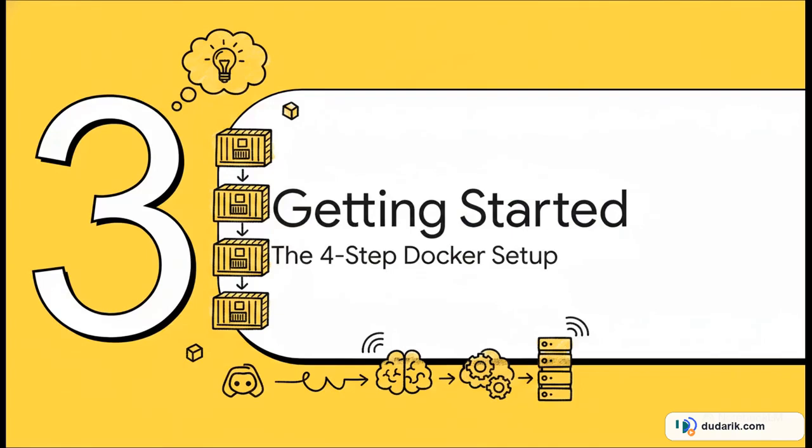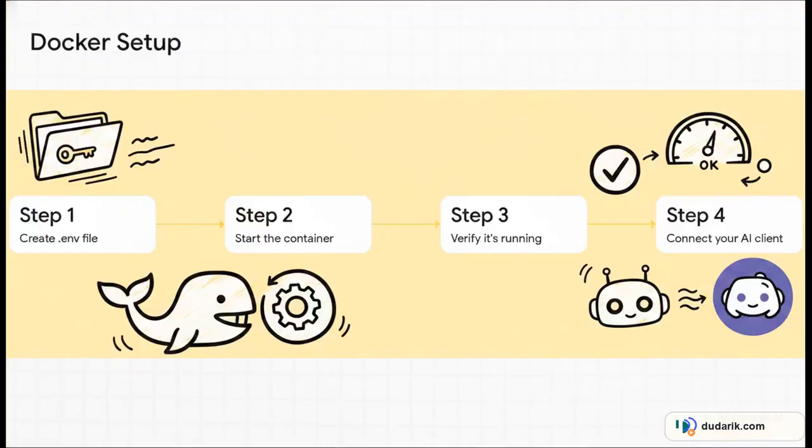The best part is how surprisingly easy the setup is. The recommended way uses Docker, and it really just boils down to 4 simple steps to get you from 0 to fully up and running. And here they are. It's super simple. First, you'll create an environment file. Second, you start the Docker container. Third, you just make sure it's actually running. And finally, you connect your AI client to its new Discord superpowers. We're going to break down each one of these right now.